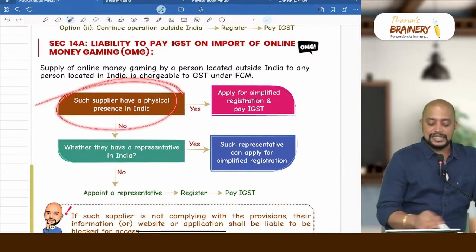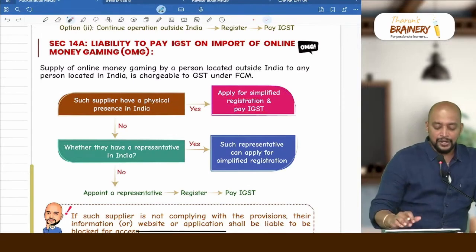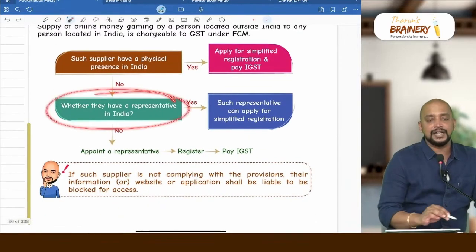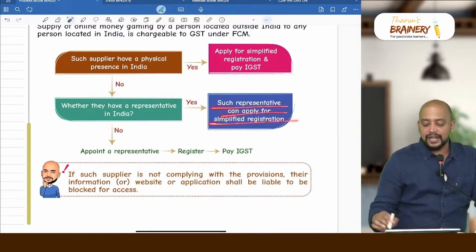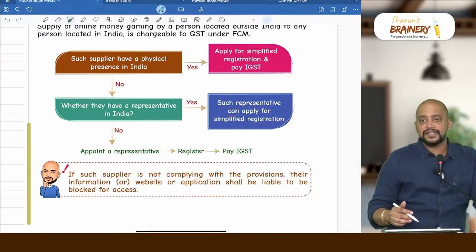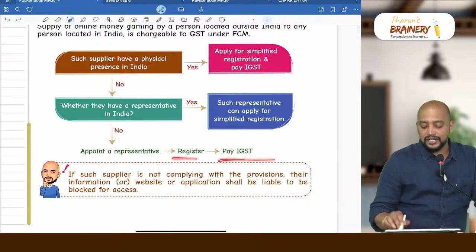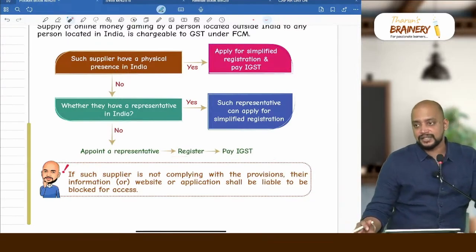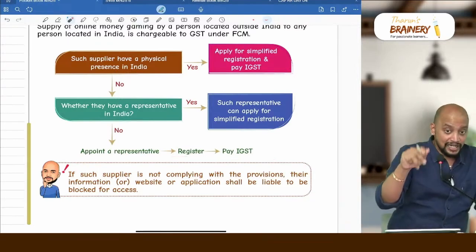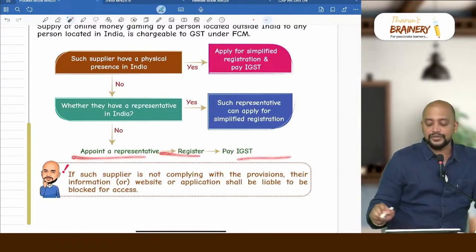Do they have physical presence in India? Yes. They will apply for simplified registration and pay IGST. No. Whether they have a representative in India? Yes. Then that representative can apply for simplified registration. They neither have physical presence nor have a representative in India. They shall appoint a representative. That representative shall register and pay IGST. Is it clear? But shall, like e-commerce operator, not may, shall appoint a representative, register and pay.